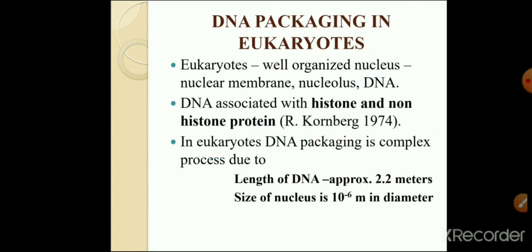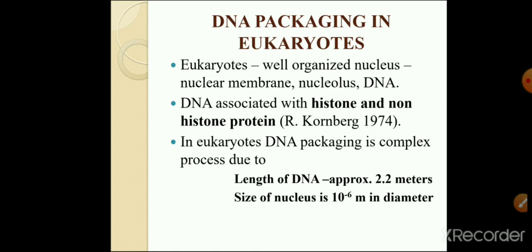Then the second part, the packaging in eukaryotes. The eukaryote shows a well-organized nucleus containing nuclear membrane, nucleolus, and thread-like material in the form of chromosomes. In the chromosomes, DNA is associated with histone and non-histone proteins. This was reported by R. Kornberg in 1974. The organization of DNA is much more complex in eukaryotes.